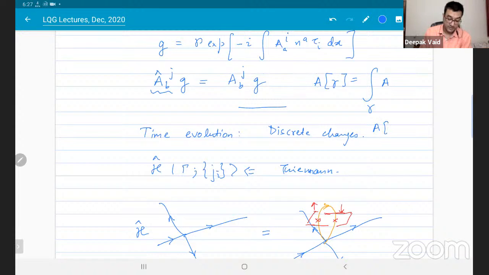Then I would ask, how does this A gamma act on the holonomy G, which is defined along some edge E? So I have some edge E, and I have this path gamma. If gamma intersects E, only then I would get some non-zero expression for this operator. Otherwise, it would be zero. And then I would have to ask what happens at the intersection, and so on and so forth.